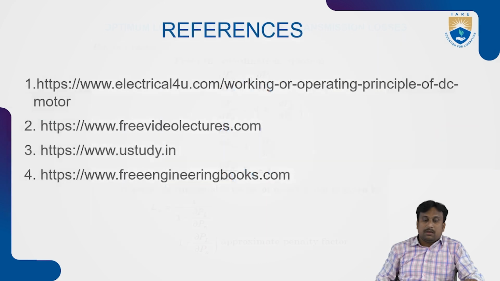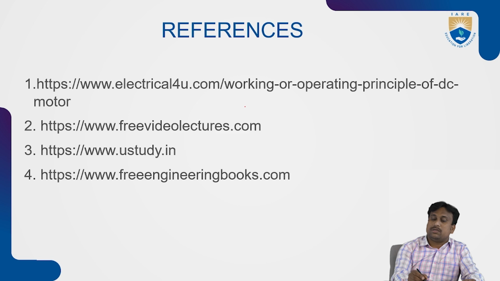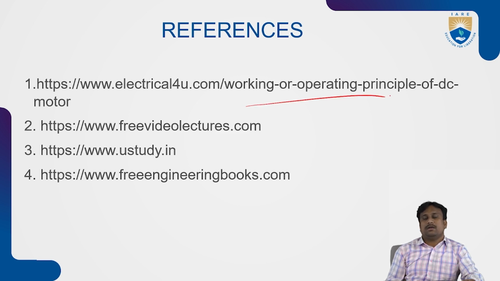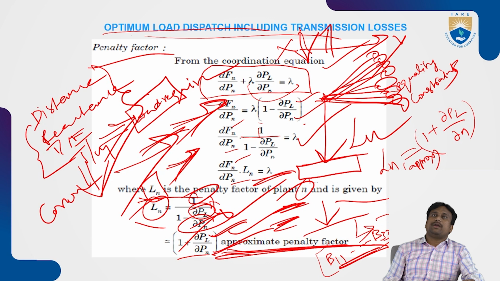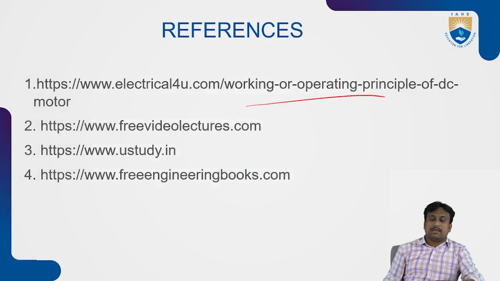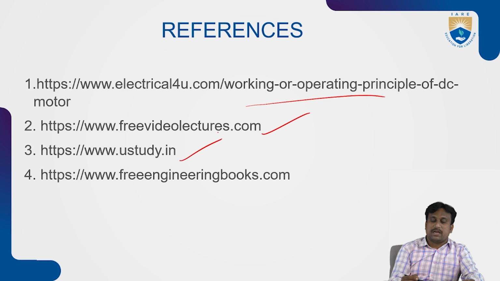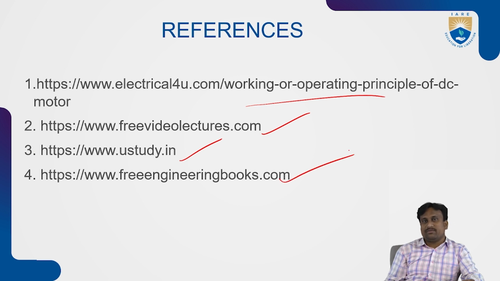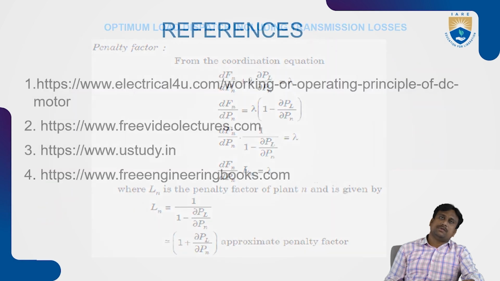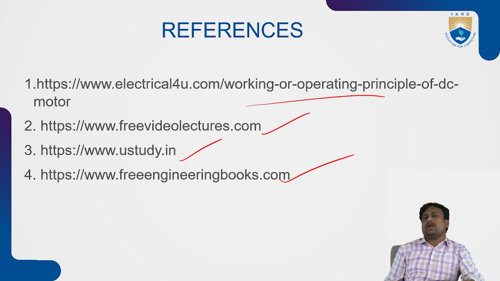Coming to the references, these are the references I opted for to get better results in explaining the transmission loss coefficients and also the flow chart considerations. Some video lectures were helpful to define the parameters associated with flow chart considerations, along with website resources and textbook PDF considerations. So for economic dispatch including transmission losses, these are the two conditions that are suitable for optimal scheduling of the generators.